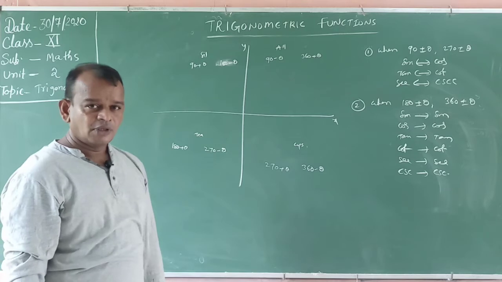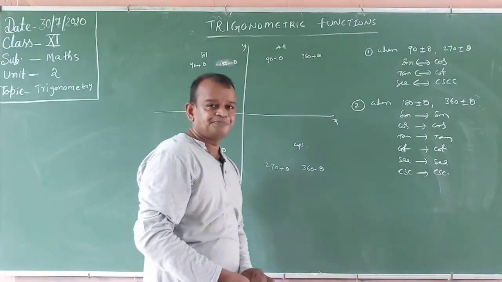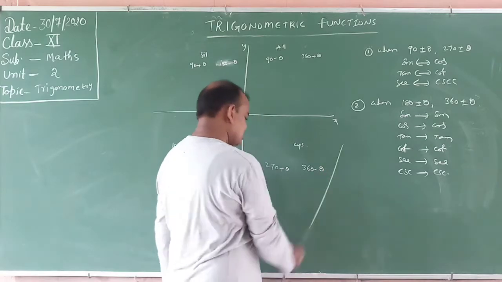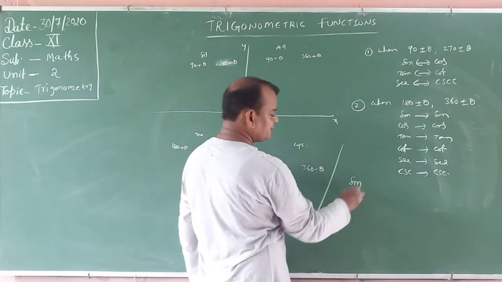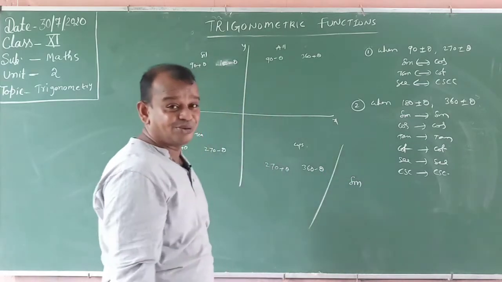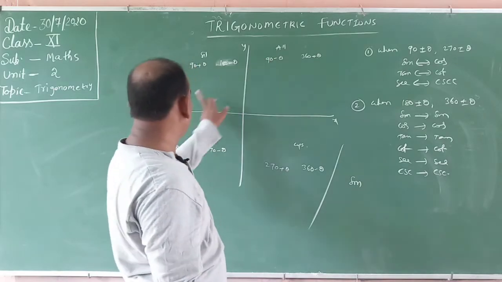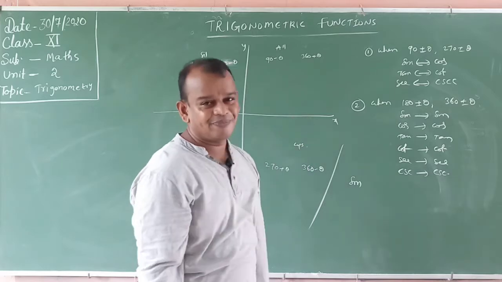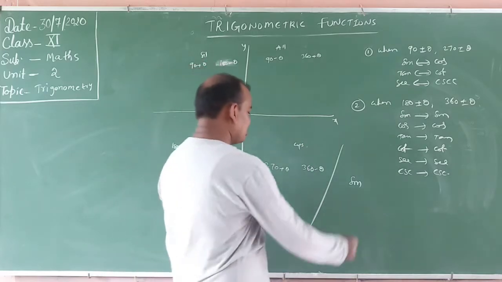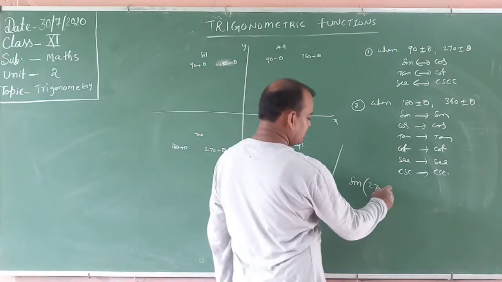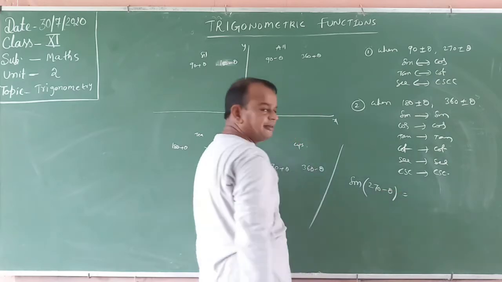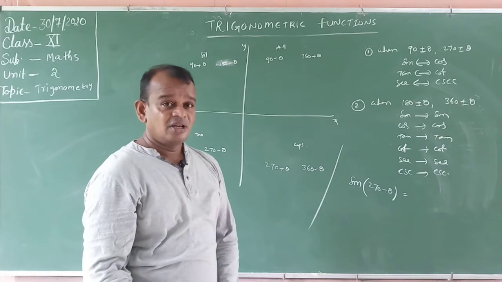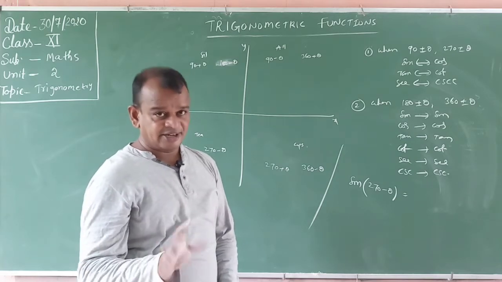First, how to apply. Listen carefully. First you remember the values in radians also. 90 means pi by 2, 180 means pi, 270 means 3 pi by 2, 360 means 2 pi in radian values. Suppose sine of 270 minus theta. What happened? 270 minus theta is an allied angle, 100%.